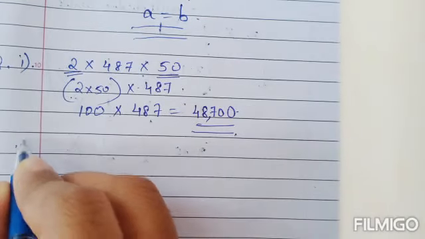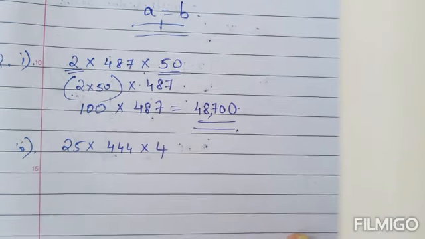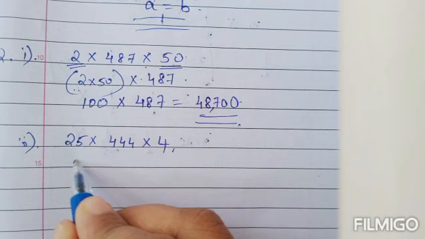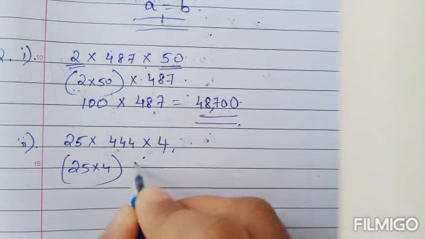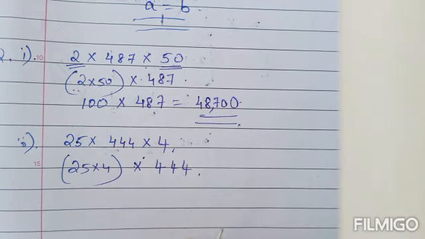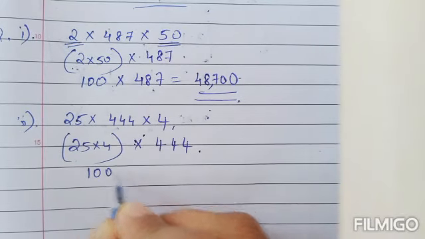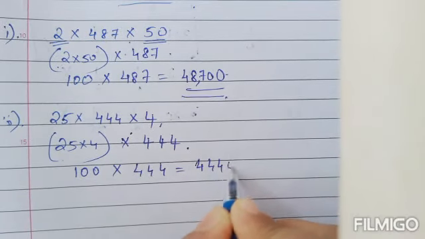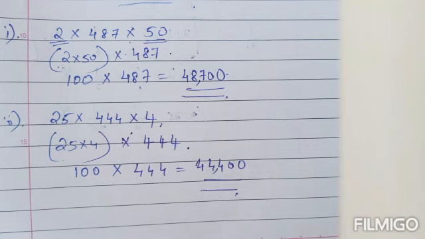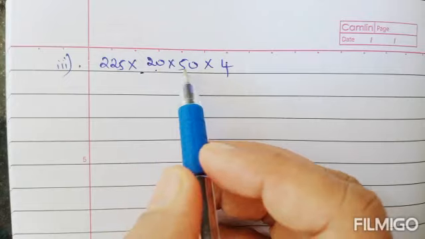Okay, now in the second one: 25 into 444 into 4. We know that 25 into 4 is 100, so we can group those together. Their product ends with zeros. 25 into 4 into 444. Here we are not using any properties, we are just rearranging the numbers. Okay, now 25 into 4 is 100 into 444. So what will be the answer? 44,400.